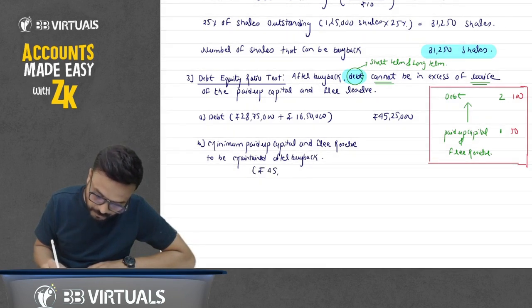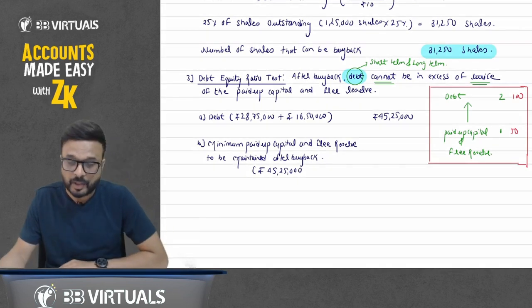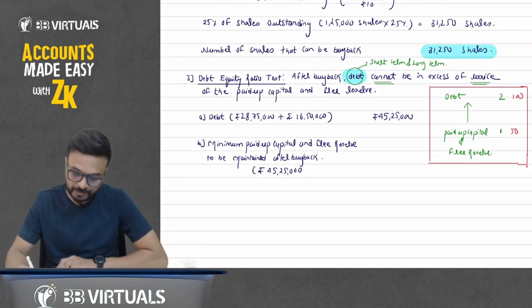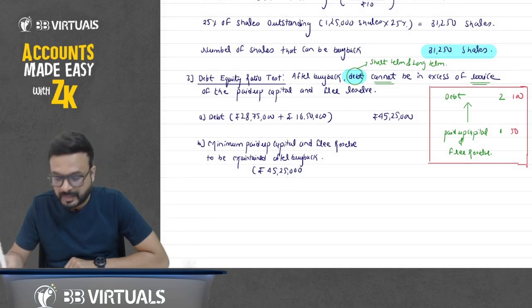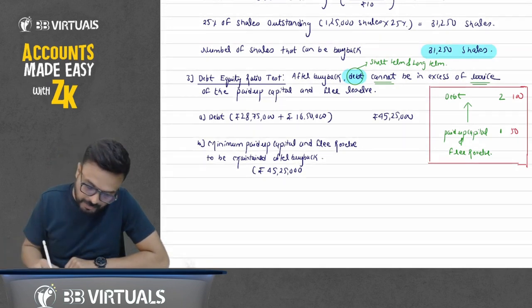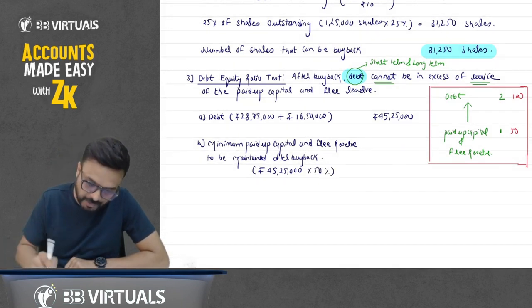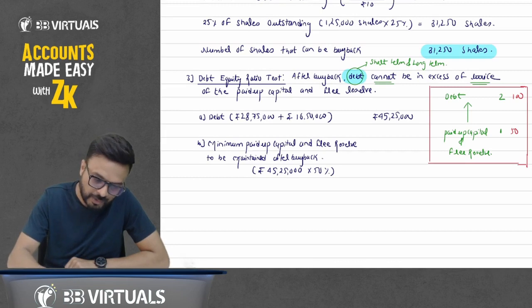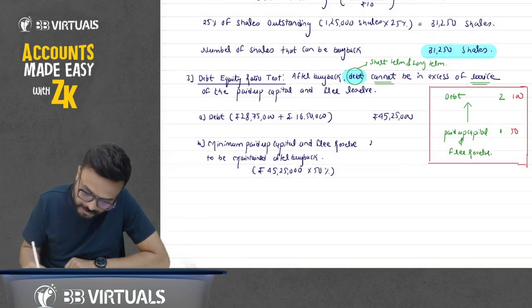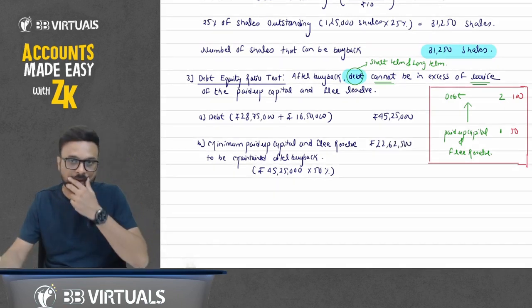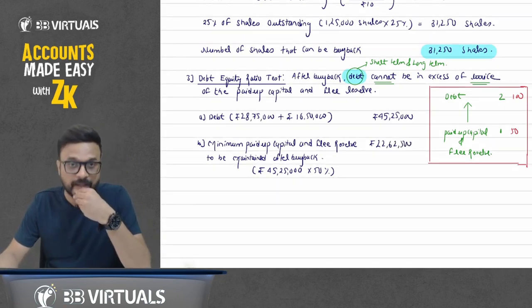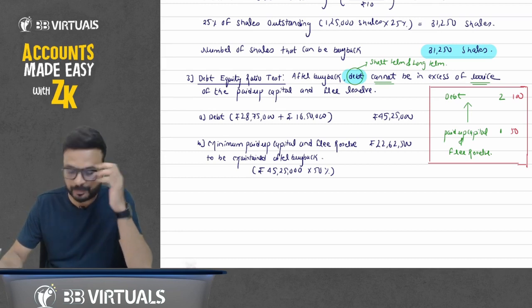The debt we have is 45,25,000. If I say that debt is 100, then paid up capital and free reserve should be minimum how much? 50% of it. So write down here 50%. First write it down, I will connect it, don't worry. 50% of it, which is 22,62,500. First write it down, now we'll discuss. Okay, 22,62,500.